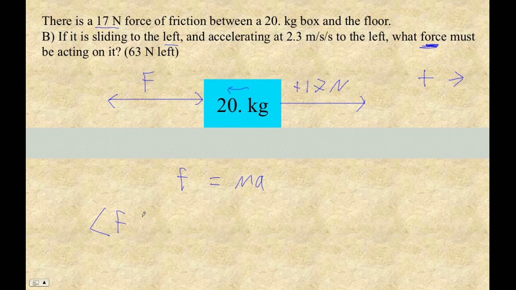But we know that that force plus 17, whatever that's going to be, is going to equal the mass of the box, which is still 20. But here's where it gets interesting. It says that it's accelerating at 2.3 to the left. So if right is positive, we've got to go with negative 2.3. Just be real careful, right? Accelerations can be positive or negative. So we're going to go negative 2.3, and that's because this acceleration is to the left.